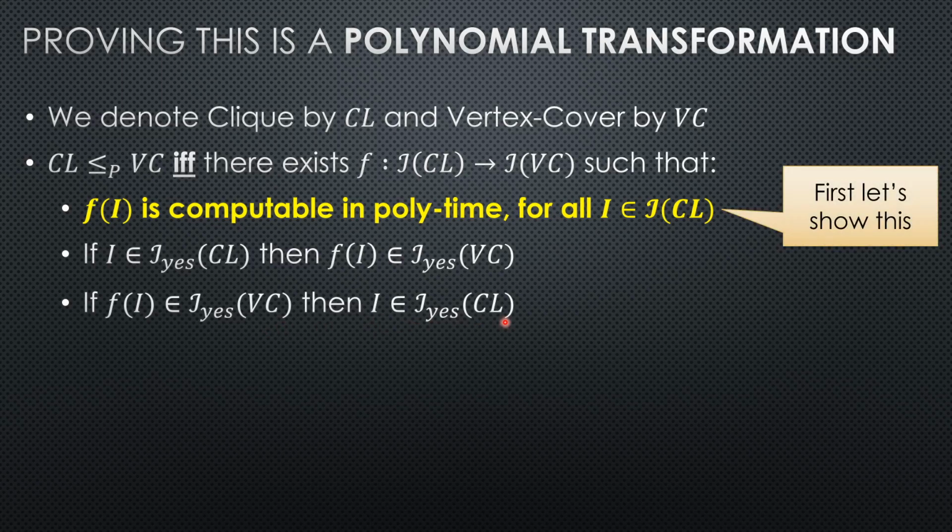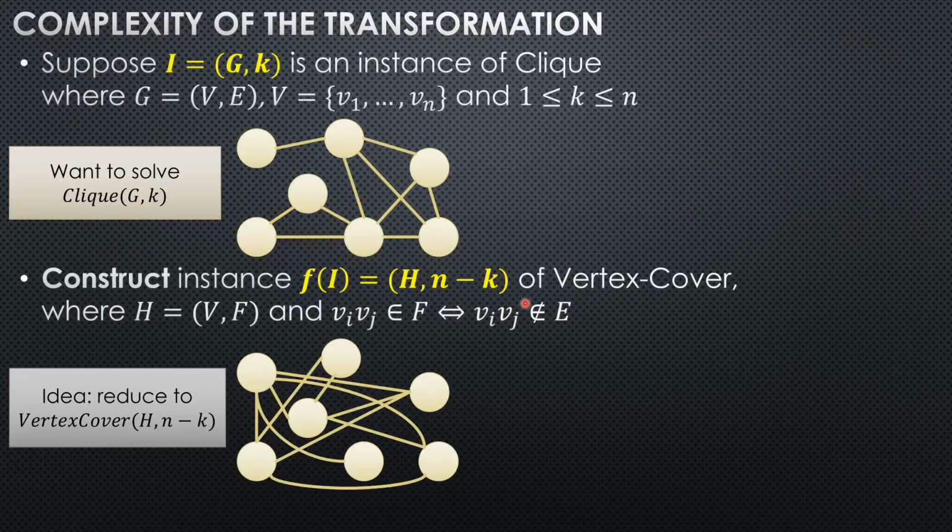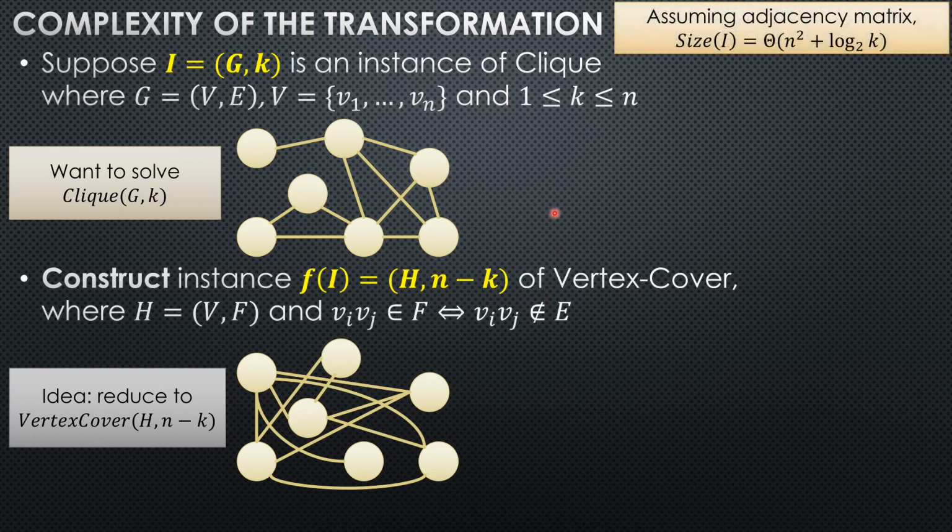Let's try to show the polytime result first, and then we'll show the following two results about the return values, the correct return values. Okay, so how do we actually do this transformation? Well, I mentioned, sorry, I'll talk about that in a second.